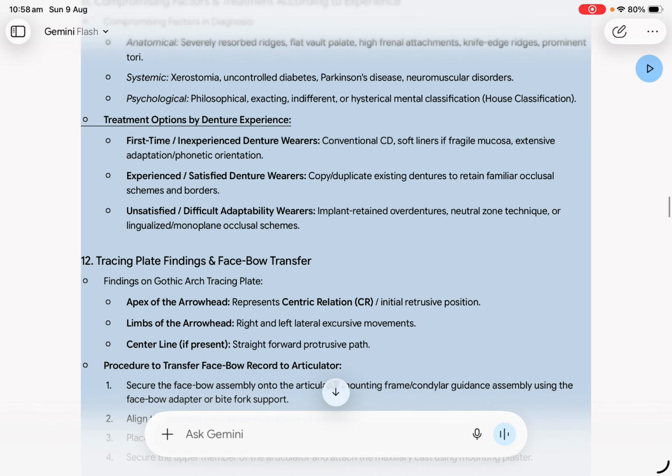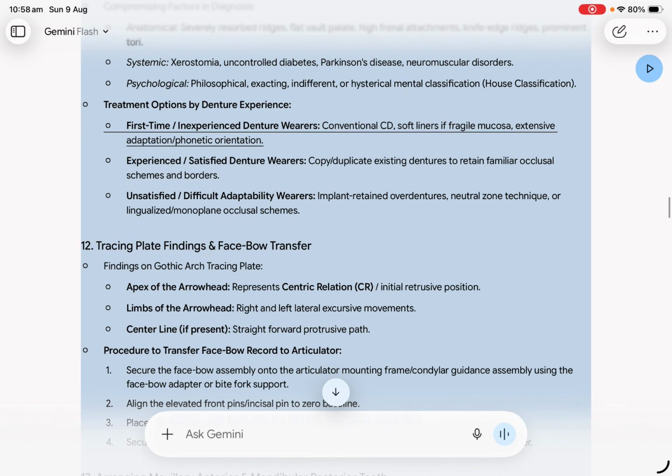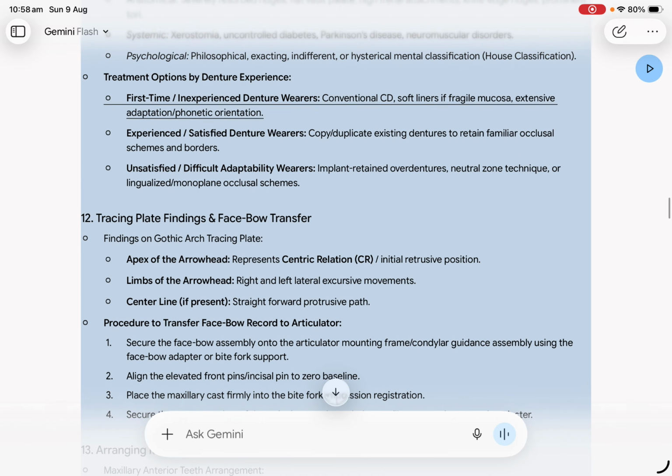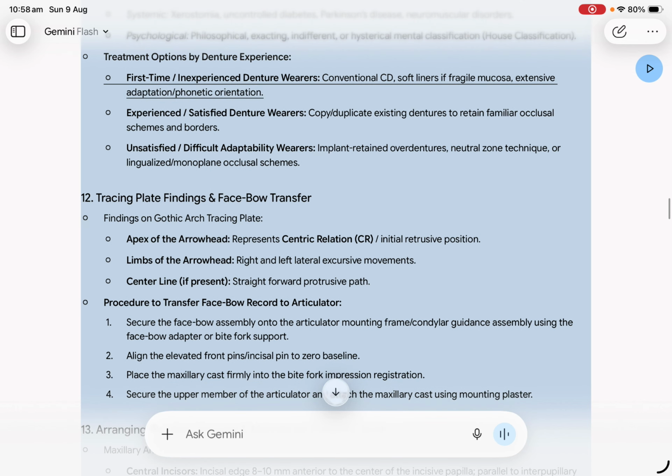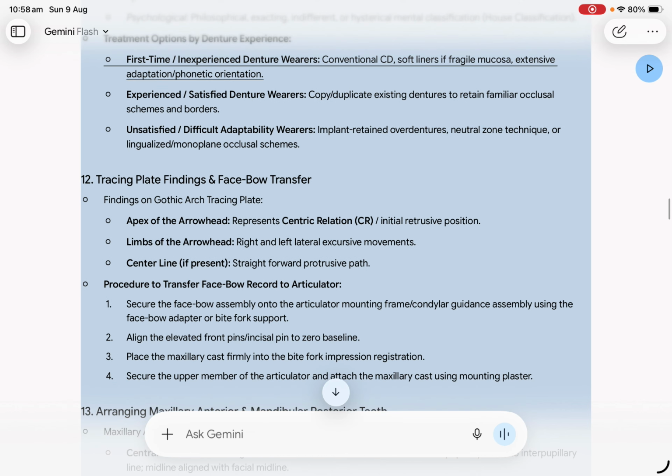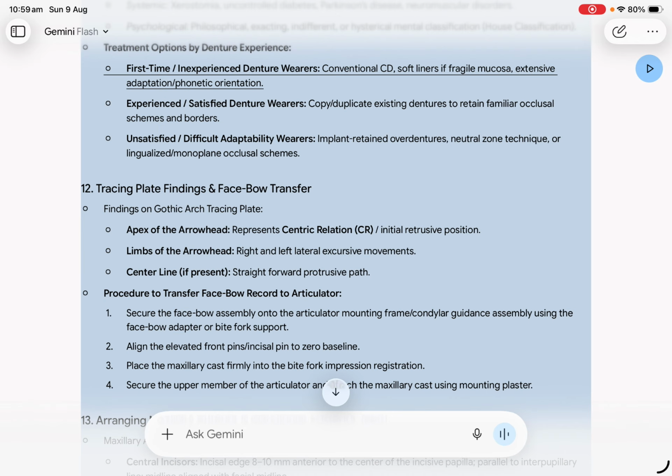Treatment options by denture experience: first time inexperienced denture wearers, conventional CD, soft liners for fragile mucosa, extensive adaptation, phonetic orientation; experienced satisfied denture wearers, copy duplicate existing dentures to retain familiar occlusal schemes and borders; unsatisfied difficult adaptability wearers, implant retained overdentures, neutral zone technique, or lingualized monoplane occlusal schemes.